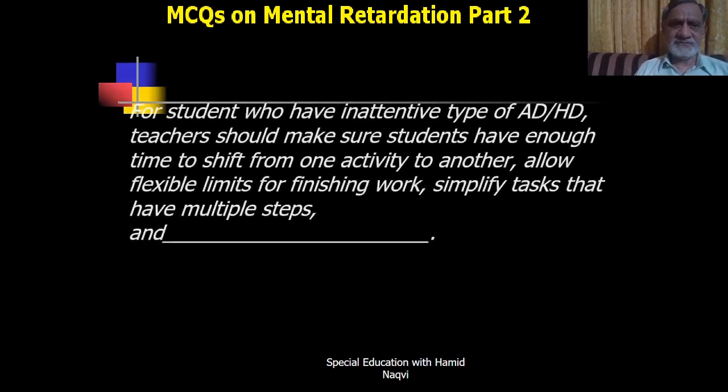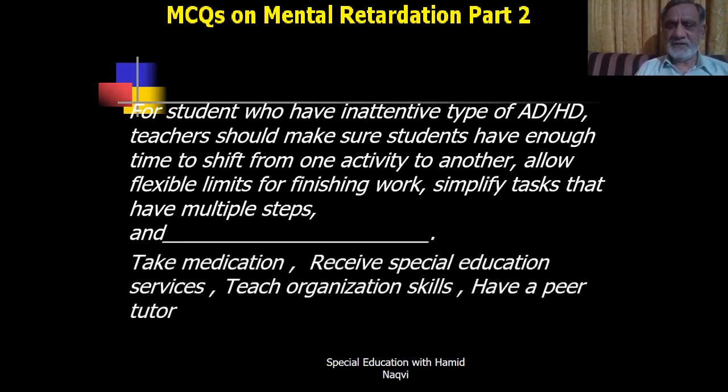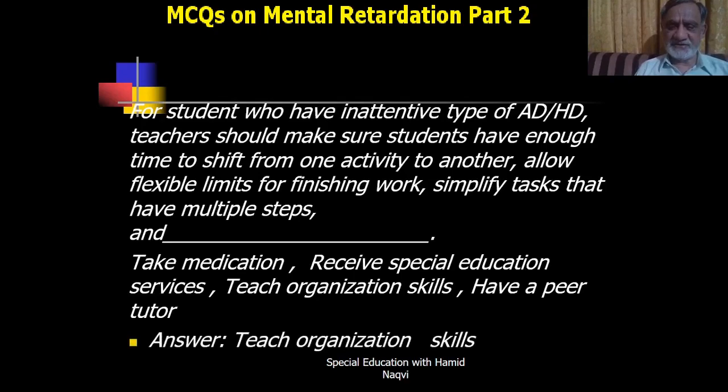Next question is, for students who are inattentive type of ADHD, teachers should make sure students have enough time to shift from one activity to another, allow flexible limits for finishing work, simplify tasks that have multiple steps, and dash. Take medication, receive special education services, teach organizational skills, have a peer tutor. Correct is teach organizational skills.